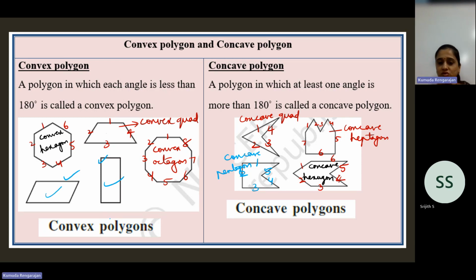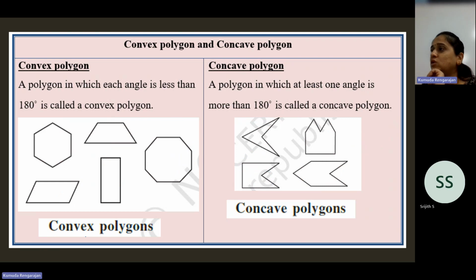So concave, you should be able to make out when you look at the figure. When you look at the polygon, you should be able to say if it is concave or convex. Cave meaning it will have a mouth like opening. This is concave. And then count the sides and give the special name for the polygon. So by the definition, what is a concave and convex polygon? In a concave polygon, at least one interior angle will be more than 180 degrees.